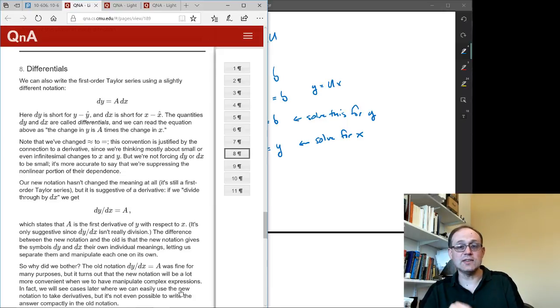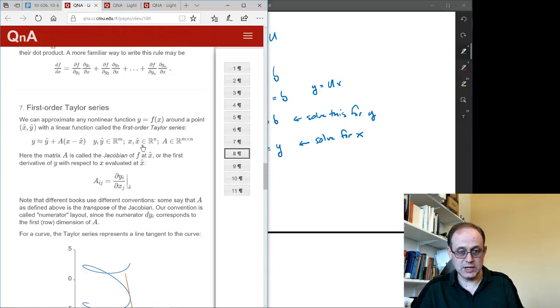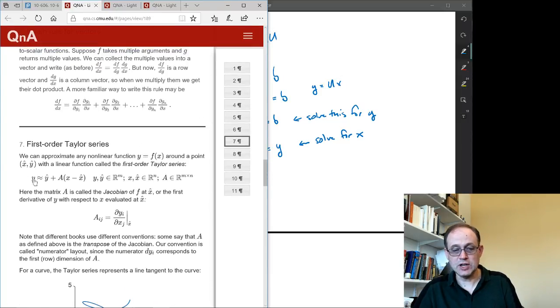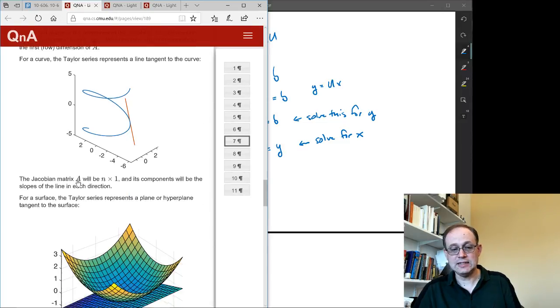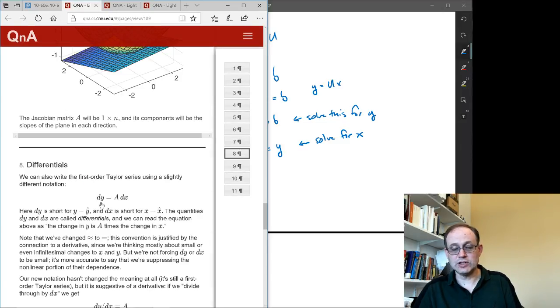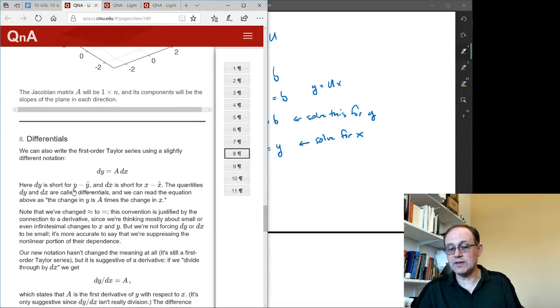So we're going to take the same Taylor series. Just to remind you, here's the Taylor series: y minus y hat is equal to A times x minus x hat. And so we're just going to write that as dy equals A times dx. You can think of dy as being short for y minus y hat, and dx as being short for x minus x hat.